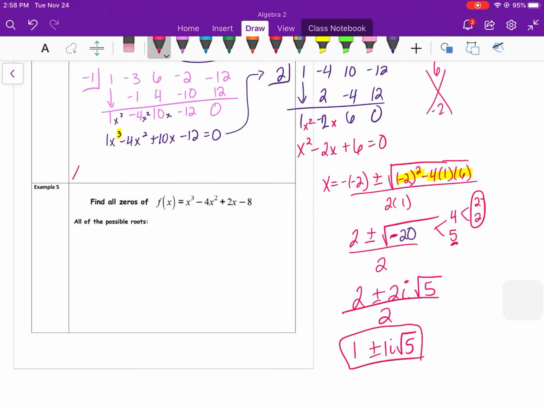Okay, so I had all 4 of my answers here. It was -1, 2, and then 1 plus or minus i square roots of 5 are my last 2 answers. So there I had 2 real solutions and 2 imaginary solutions, but 4 total solutions because it was a quartic function.